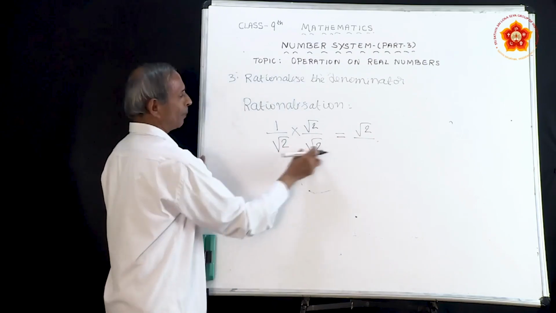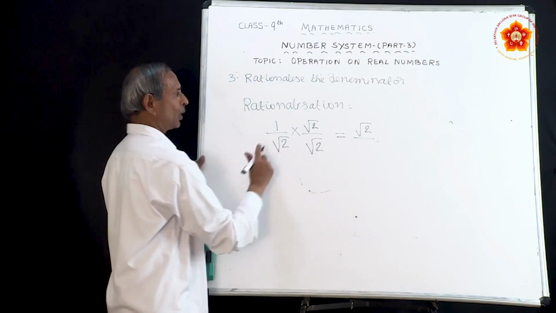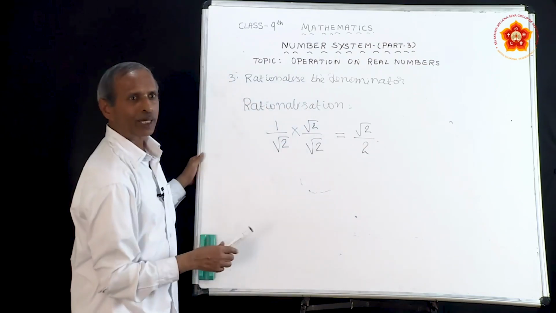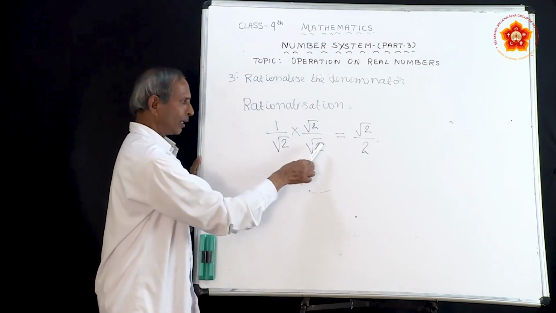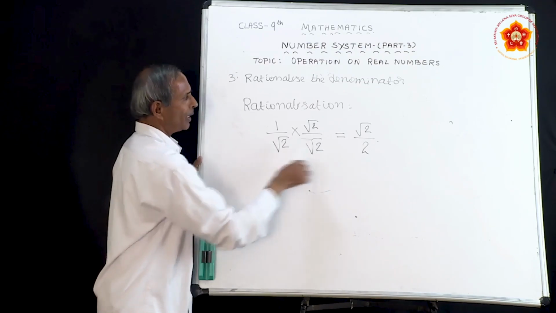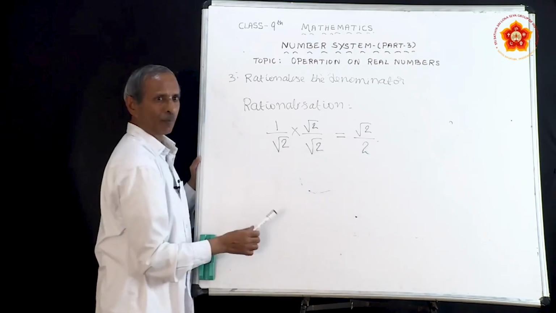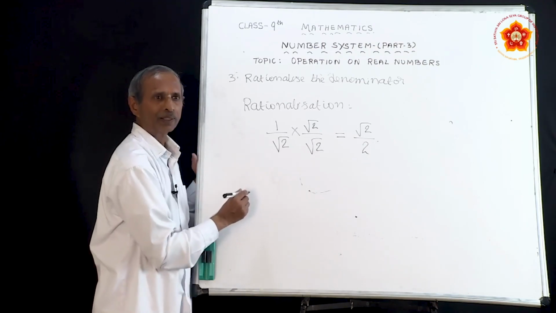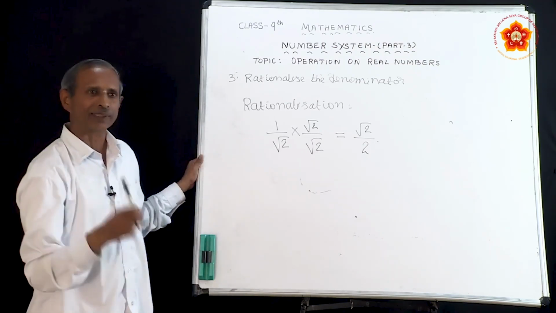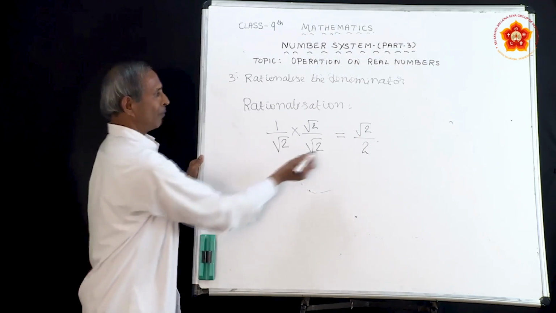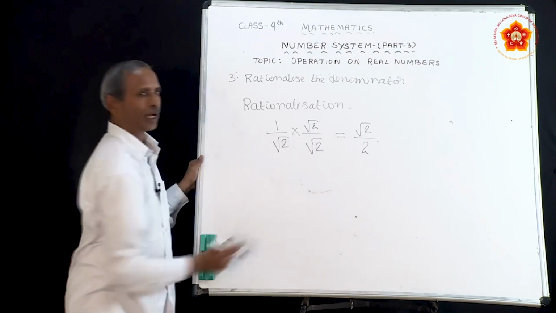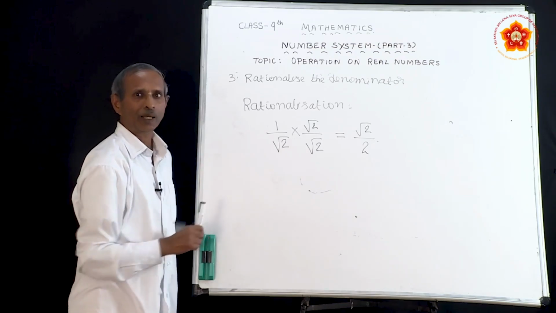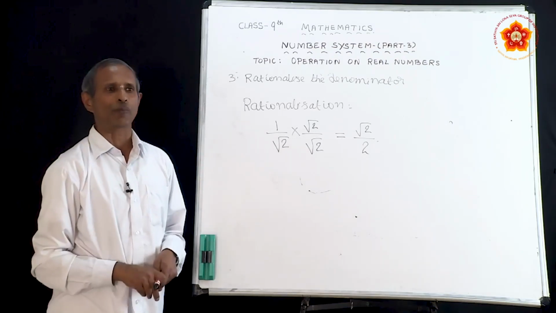Here root 2 multiplied by root 2, you will get only the answer 2. Now by multiplying the denominator by a suitable number, we have made the denominator a rational number. This process is known as rationalization. The number which we multiply is known as the rationalizing factor. If you understand this, we can do the problems.